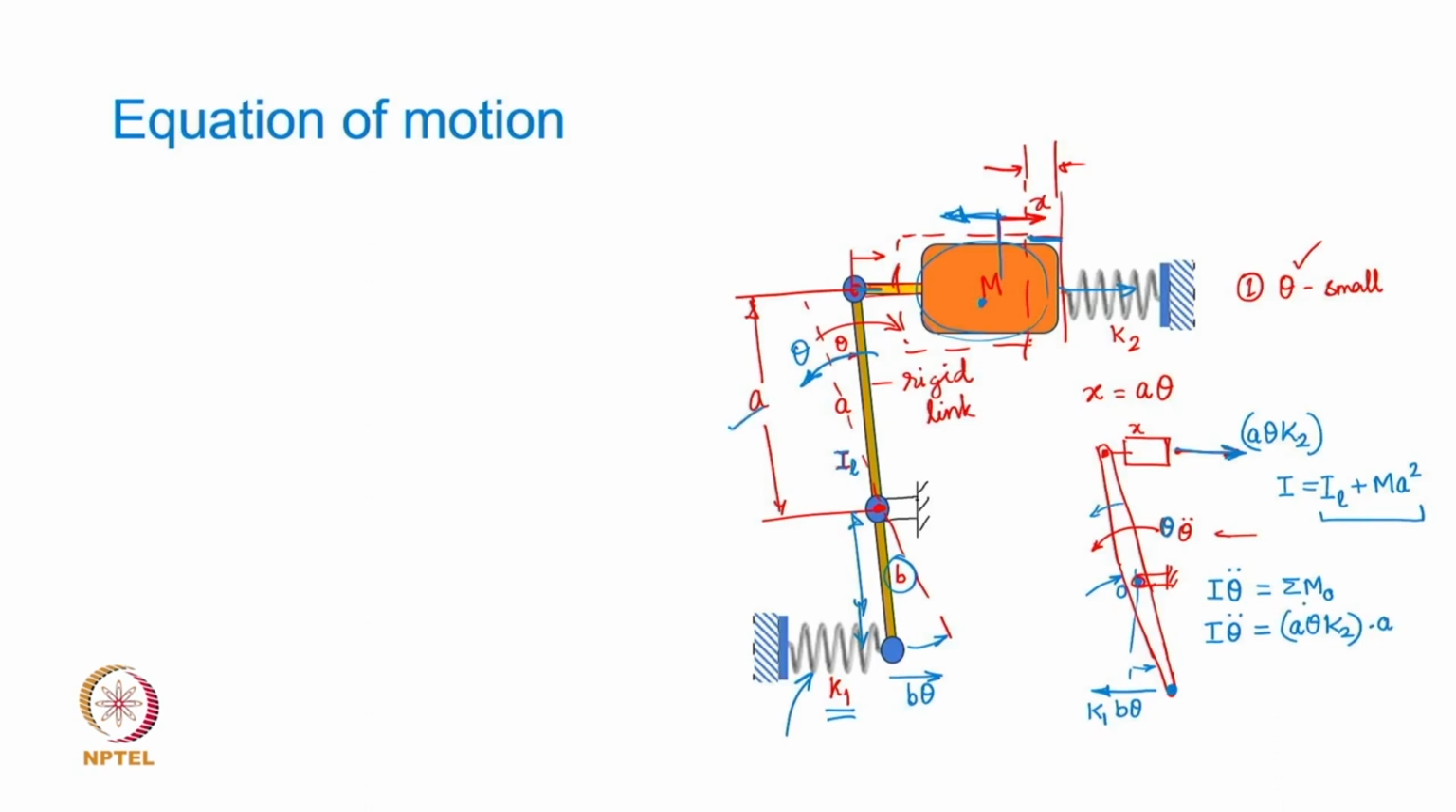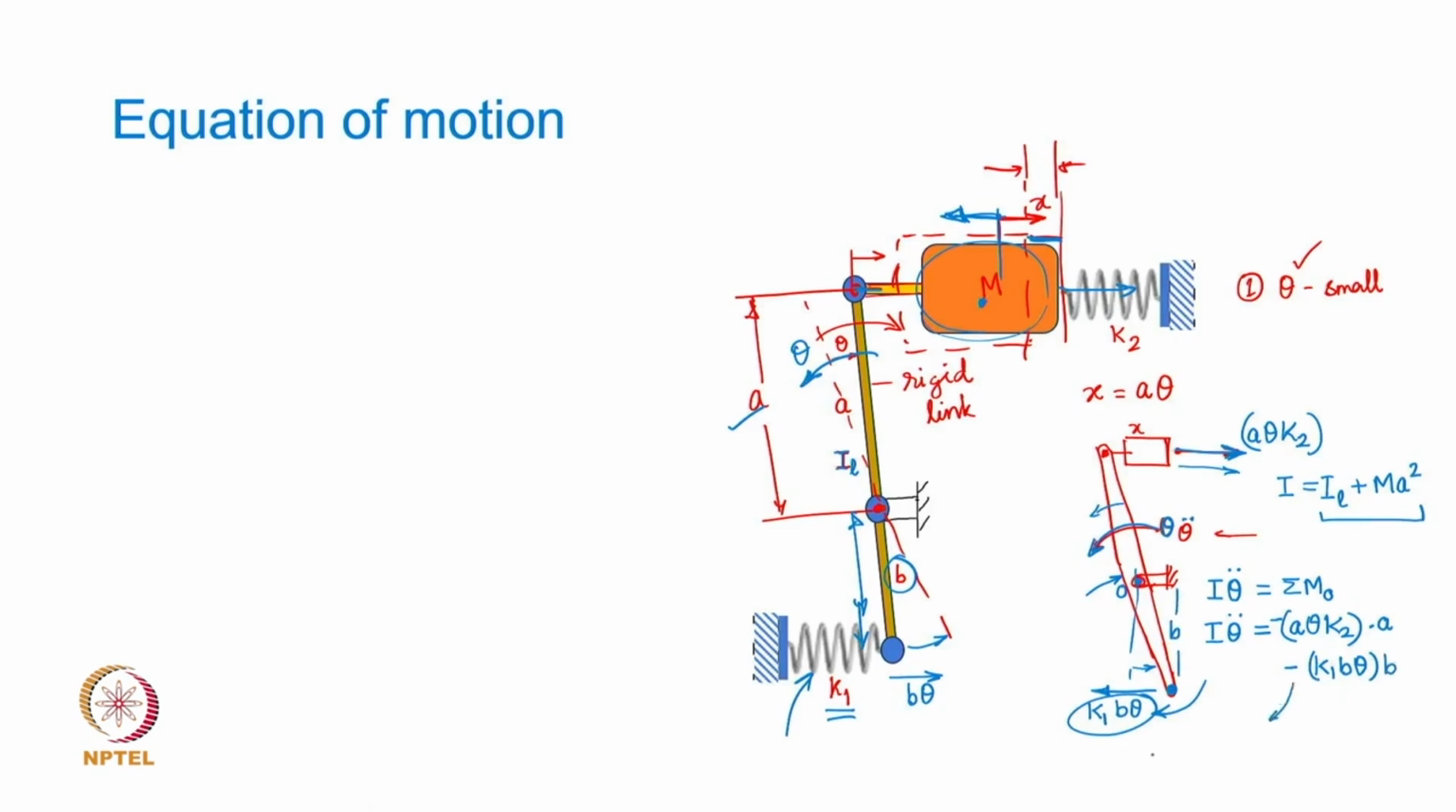and this is going to act in the direction which is opposite to the angular acceleration. So, this angular acceleration is assumed counterclockwise positive, whereas the moment generated by a theta k2 is going to be clockwise. So, this total moment is going to be minus a theta k2 into a, and on similar lines this moment due to the force k1 b theta is also clockwise. So, I am going to write this force multiplied by the arm length, this is going to be b, and that is going to be multiplied by b.